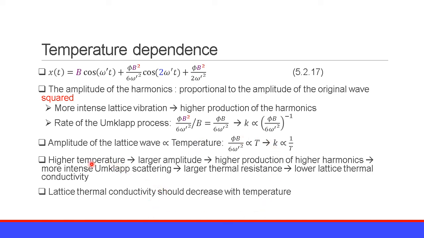As a result, if temperature is high, then the amplitude of the lattice wave becomes larger. Then the production rate of the harmonics becomes higher. Then Umklapp scattering becomes more intense. Then thermal resistance becomes larger, leading to the lower lattice thermal conductivity. Therefore, we can expect that the lattice thermal conductivity should decrease with increasing temperature.